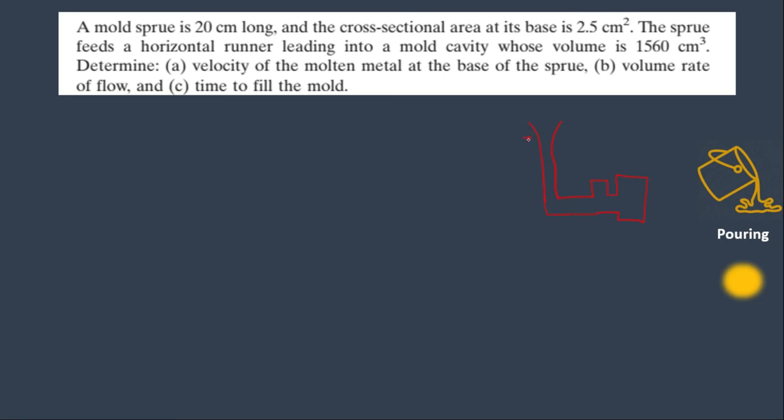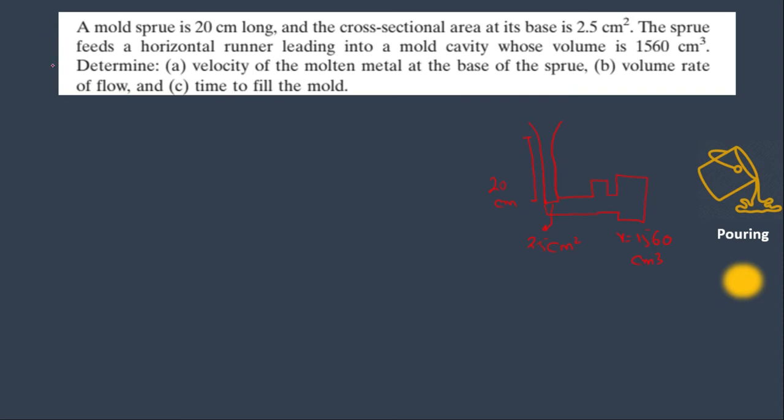We have the mold screw that is approximately 20 cm long and the cross-sectional area at its base is 2.5 cm². And the volume for this mold cavity is equal to 1560 cm³. Now it says determine the velocity of the molten metal at the base of the screw, and also the volumetric flow rate and time required to fill the mold.